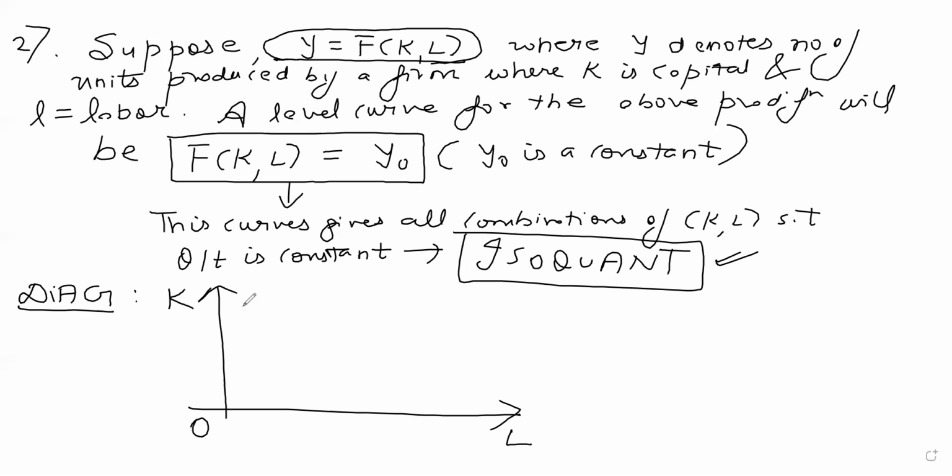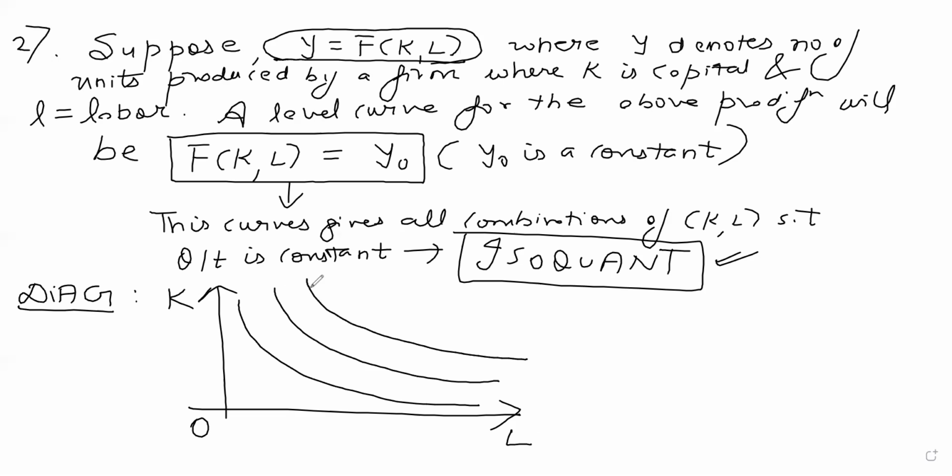Labor, capital, these are my isoquants. They are like the indifference curves. Downward sloping and convex to the origin like the indifference curves. So these are going to be my family of level curves. And all of us know, the higher the isoquant, the higher the output.